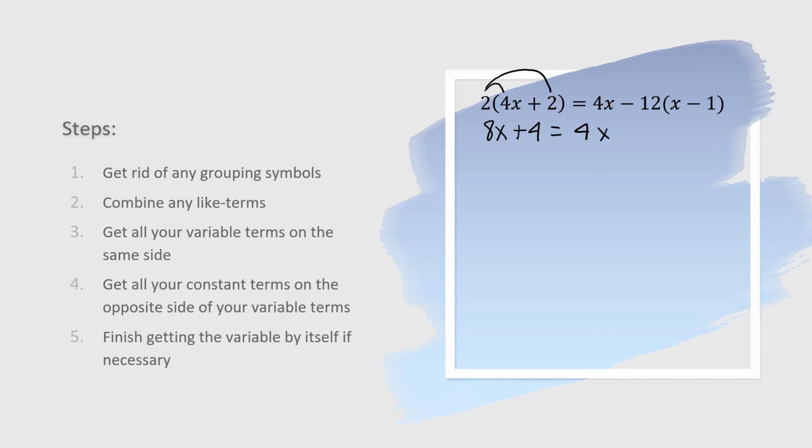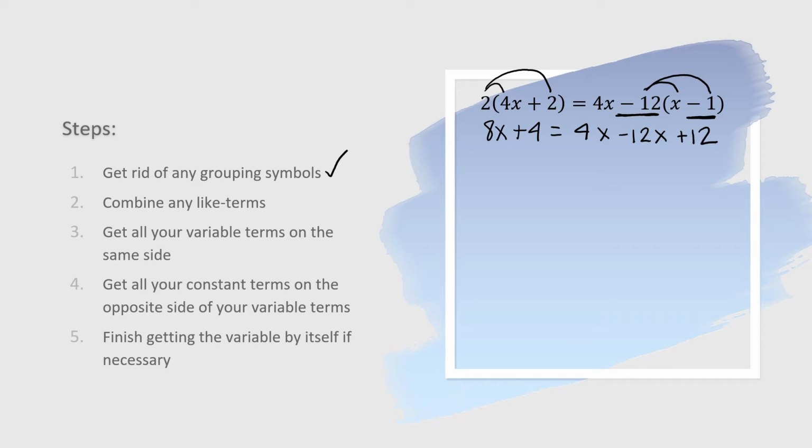And then on the right-hand side, we actually want to distribute a negative 12 since there's a minus sign in front of the 12. So we have negative 12 times x. And negative 12, this is a negative 1 because, again, we have that minus sign in front of it. So negative 12 times negative 1 gives us a positive 12. So we've completed the first step by getting rid of all of the grouping symbols.